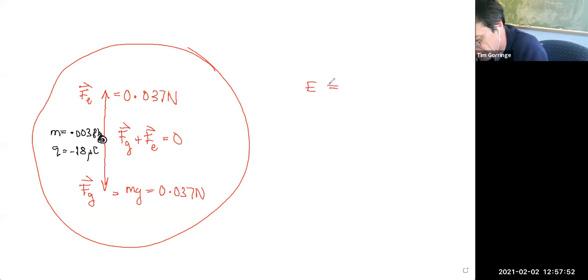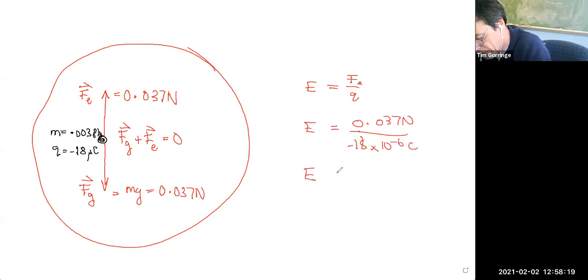Let's start with the size. The field, from the field equation, is the force divided by the charge. The electrical force divided by the electric charge. Well, we know the electrical force is 0.037 newtons. We know the charge is 18 times 10 to the minus 6 coulombs.